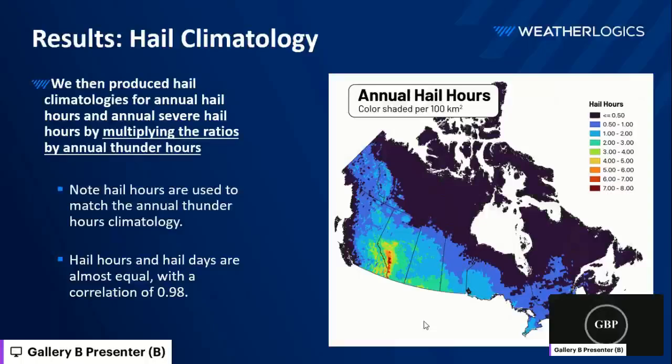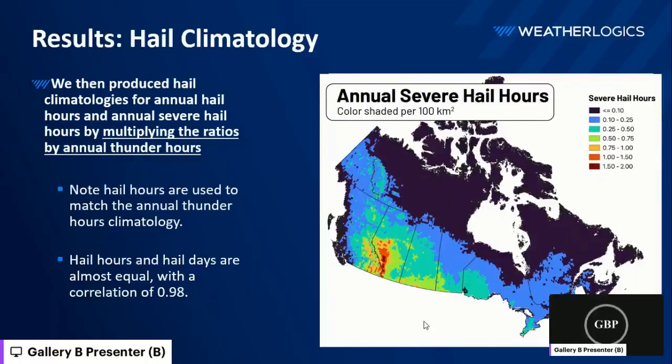So we did do a further analysis to quantify that relationship, and actually the correlation between hail hours and days is 0.98. Just a note that when I talk about hail hours or days, these are not durations. These are just simply 1 hour that had hail is considered a hail hour. It doesn't actually have to have lasted for a full hour.